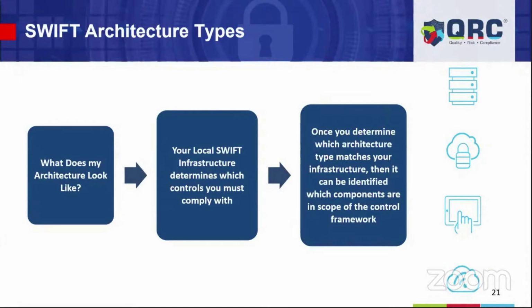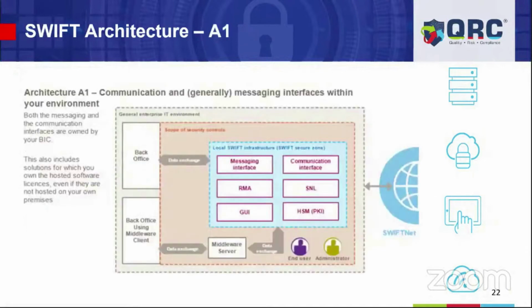Now, architecture types. Definitely, as an organization you should know what kind of architecture is being used within your organization, and based on that, which infrastructure controls are applicable. As mentioned here, which components are part of the scope of the assessment depends on the architecture. So let us look into the various architectures.